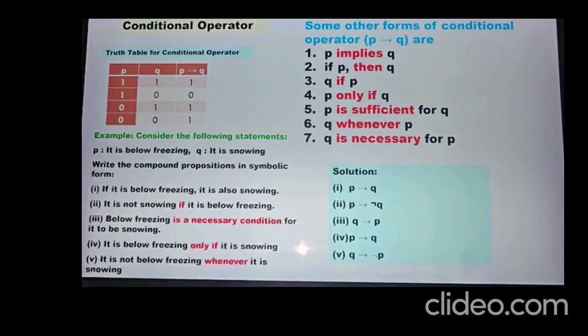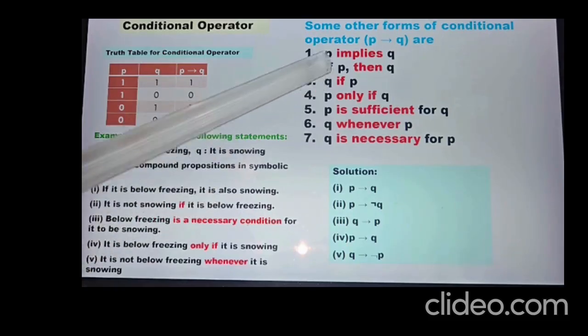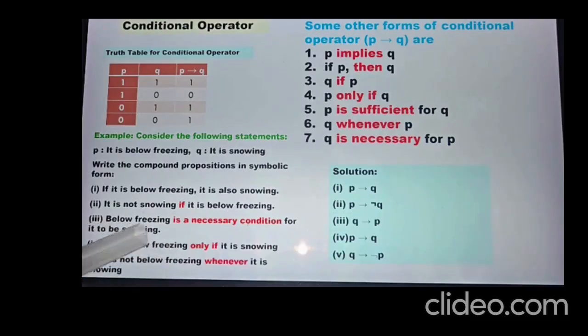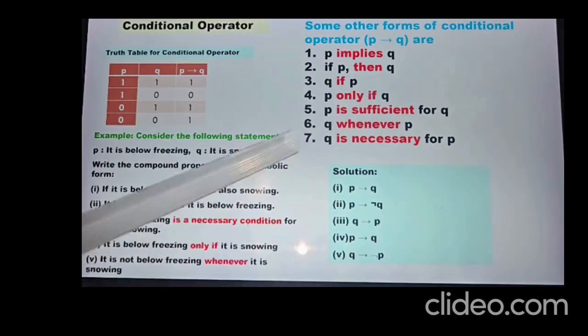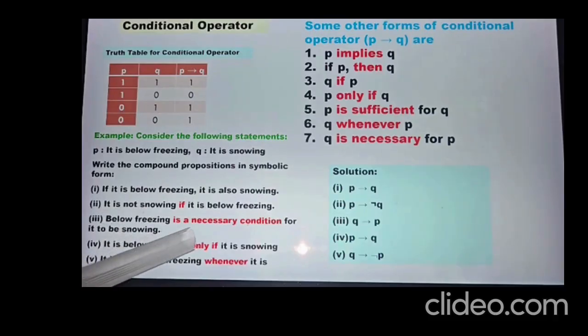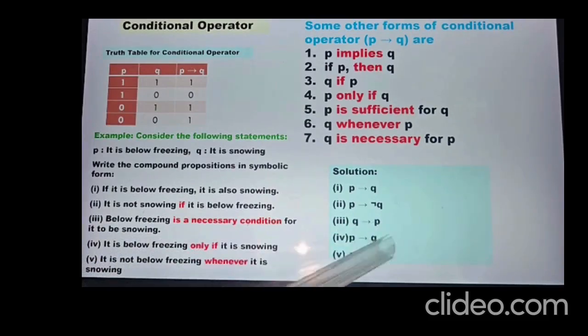Next one, second statement: it is not snowing if it is below freezing. This is of the third form, Q if P, then I get the answer as P to negation Q. Below freezing is a necessary condition for it to be snowing. It is of the seventh form, then I get the answer as Q to P. It is below freezing only if it is snowing. Then I get the answer as P to Q.